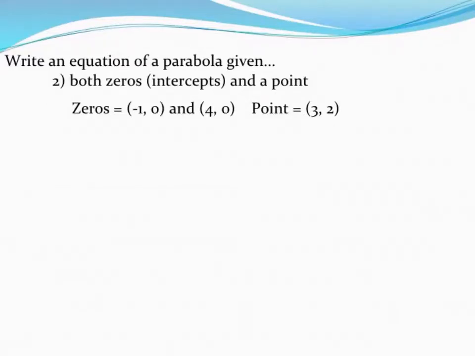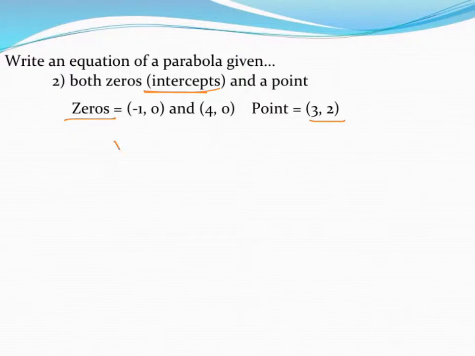This time, to graph or to write the equation of my parabola, they've given me zeros, which are also known as the x-intercepts of the parabola, as well as a point somewhere on the parabola. So this time there are 3 points to use. Because they've given me the intercepts or the zeros, we're going to use intercept form.